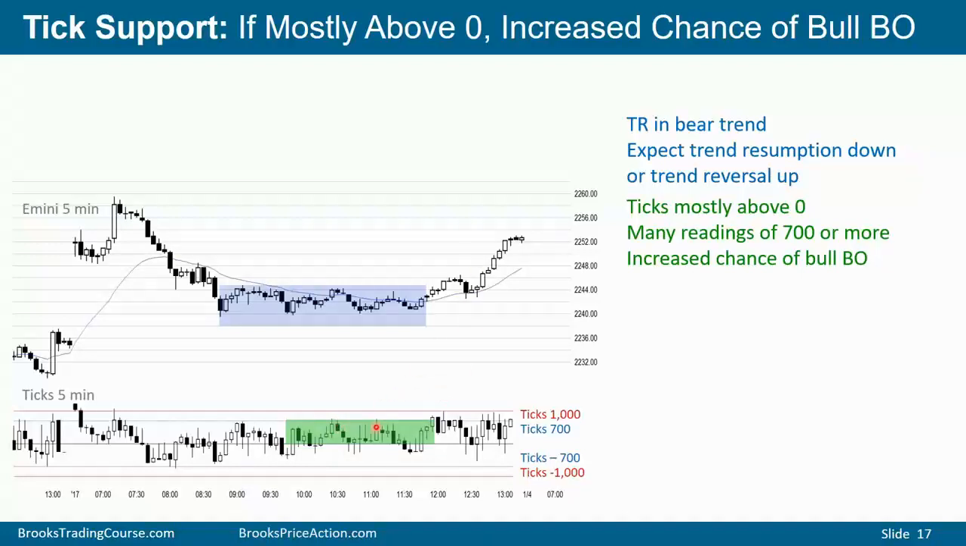Also, we have several tick readings around 700. We have no tick readings around minus 700. So ticks are getting bullish and price is neutral. That increases the chances that we'll get a bull breakout.